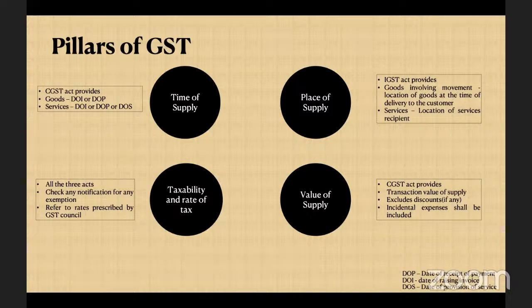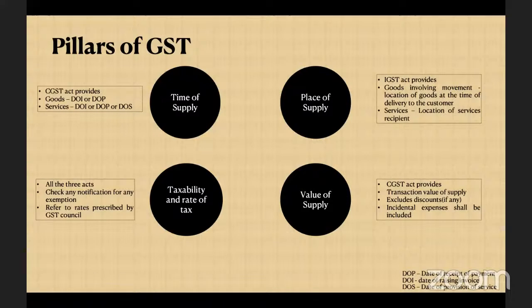Whether this generic rule of location of services recipient will apply for all services? No. GST law has carved out specifically 13 kinds of services where this generic rule of location of service recipient does not apply. Let us not get into those 13 services. I'll give you 2 to 3 examples.